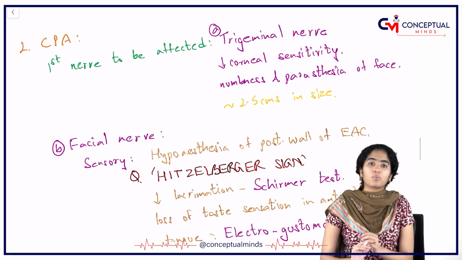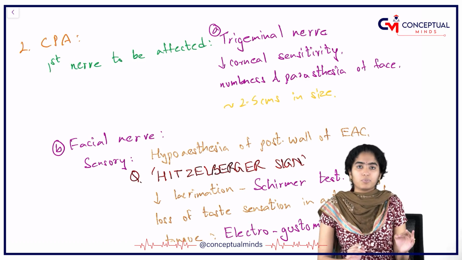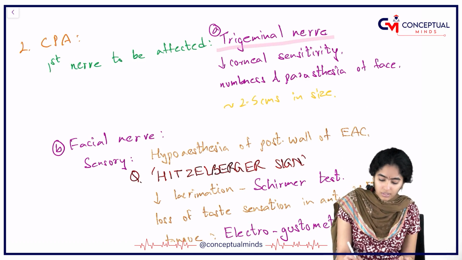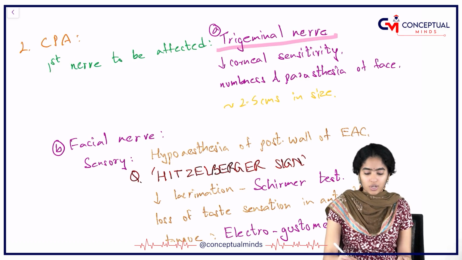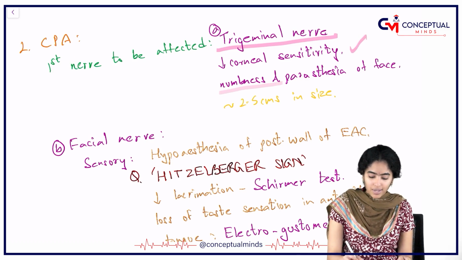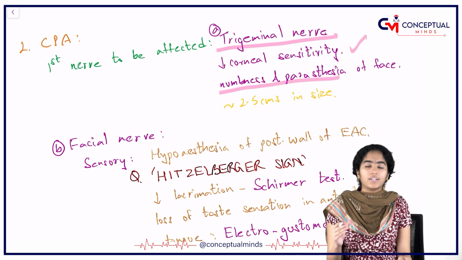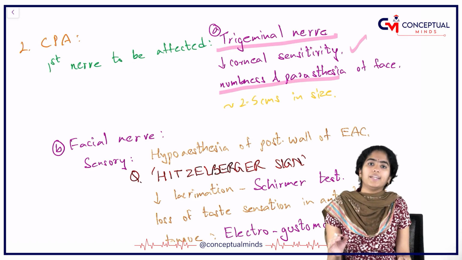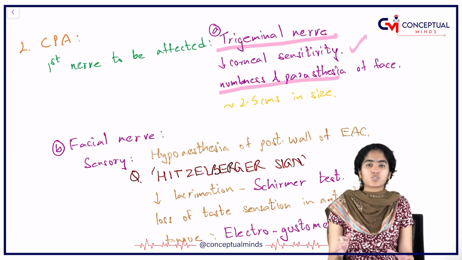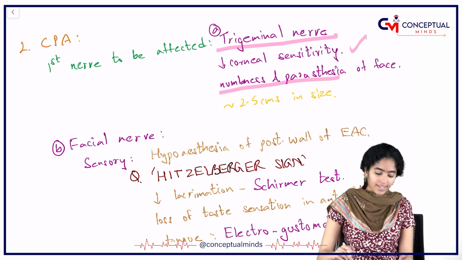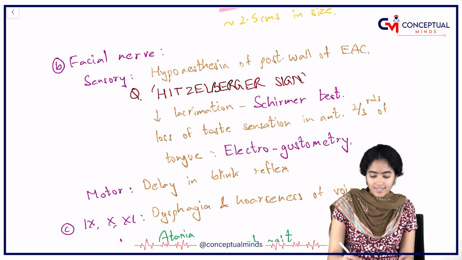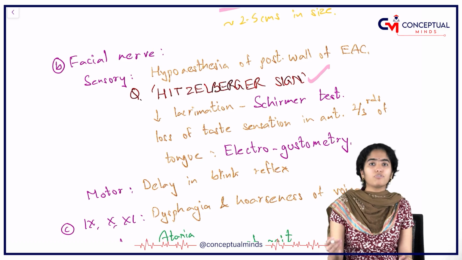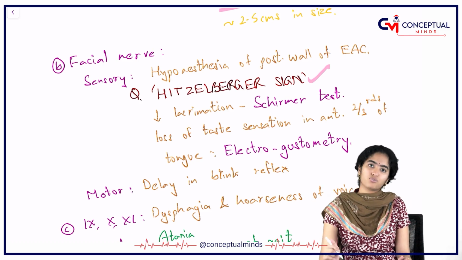When it is in the cerebellopontine angle, the first nerve to be affected is the trigeminal nerve. What you see is decreased corneal sensitivity, numbness and paresthesia of the face, and you can assume that the tumor is approximately 2.5 centimeters when it is showing these features. Then the facial nerve is affected. What is Hitzelberger sign? Hypoesthesia of the posterior wall of the external auditory canal.